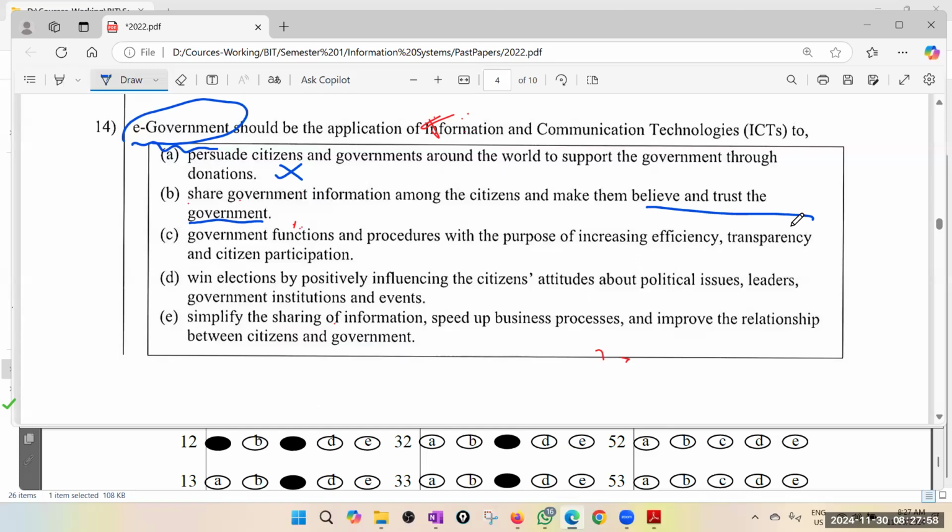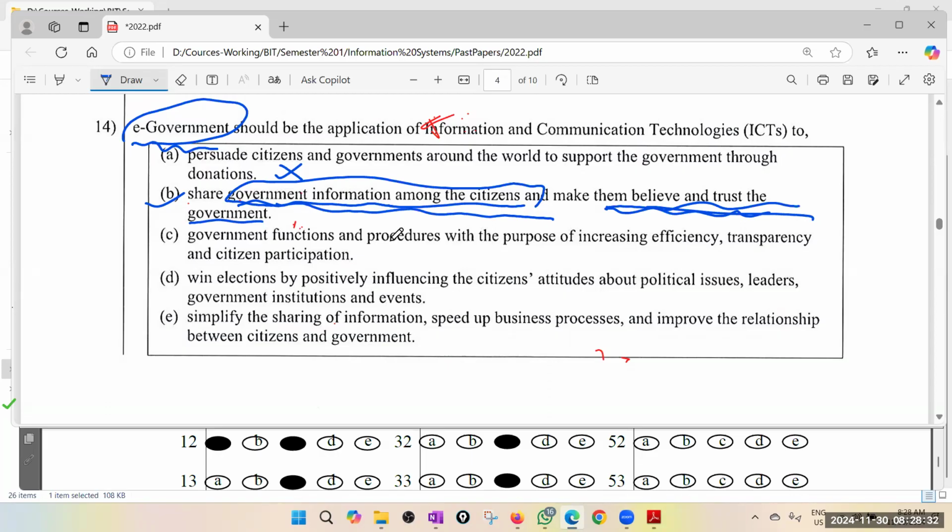But anyway, there's a point also here. Share government information among citizens. That part is okay. But make them believe and trust the government, I don't agree with that. That is propaganda. So therefore, I don't know whether we should go, because the first part is correct. First part is correct, I'll go for that. Second part, anyway, it's not correct. It's 50-50. You need to make a decision, I'll go for that.